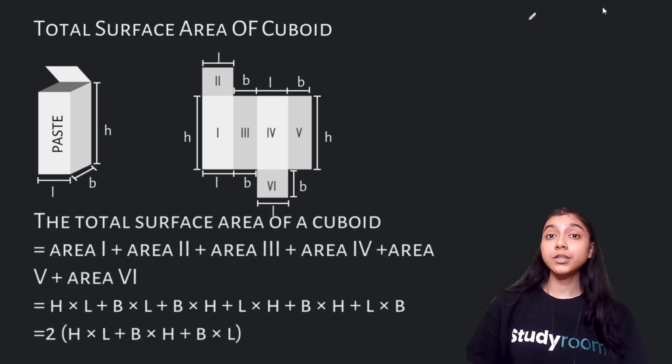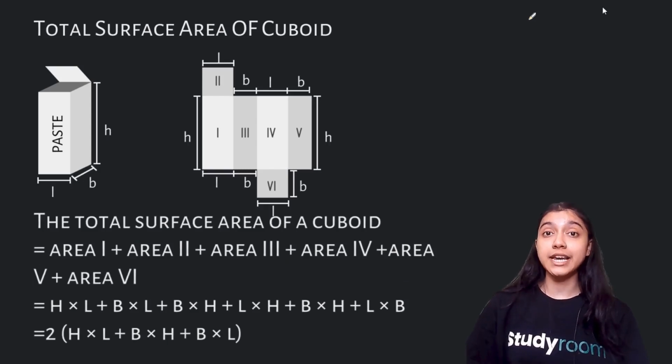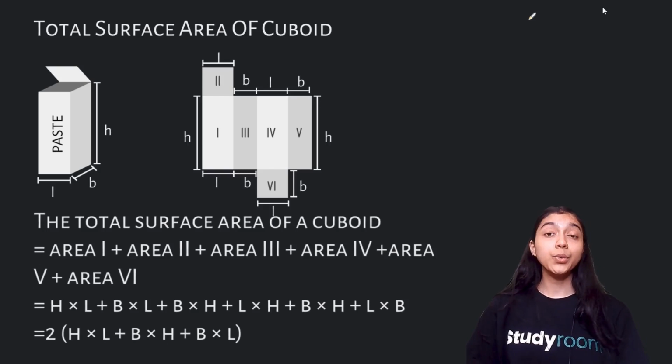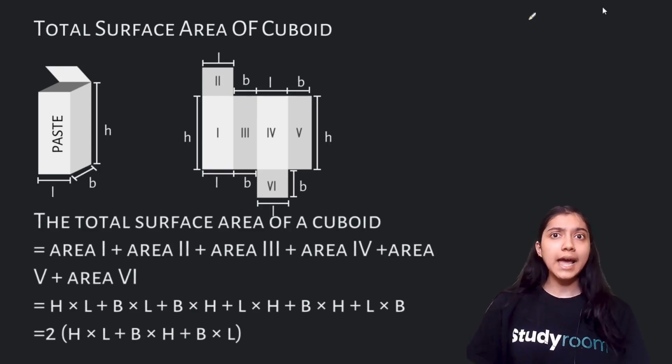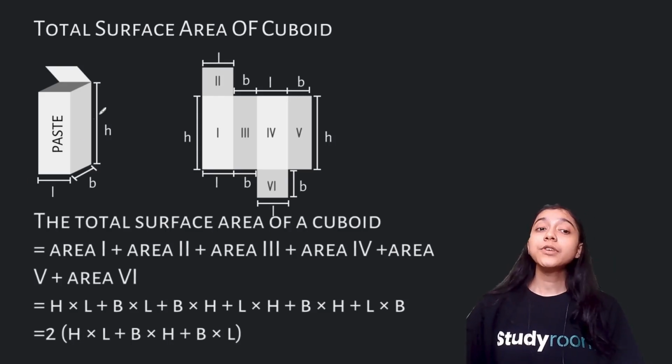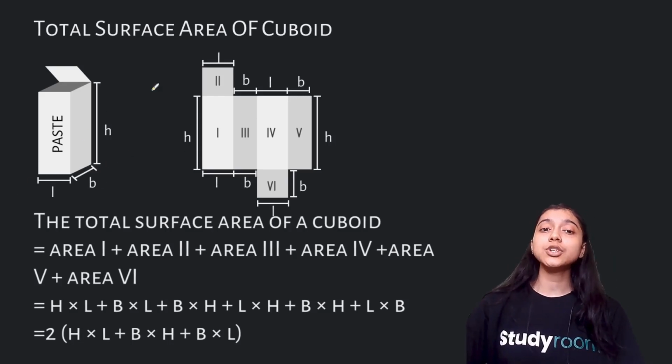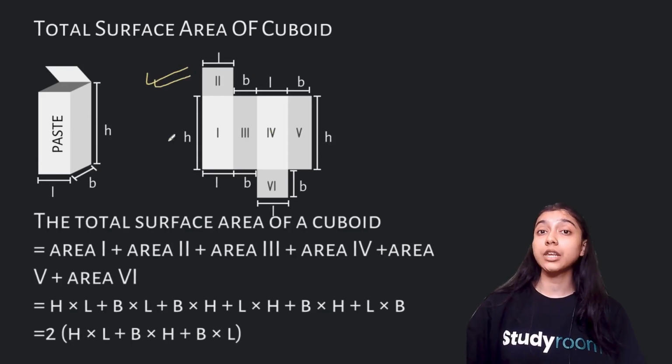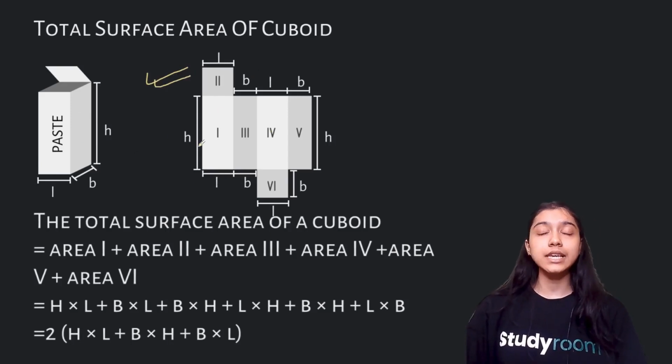Now we know that a cuboid is made up of 6 rectangular faces. So we have to calculate the area of each of these rectangular faces, add them up, and then we'll get the total surface area of the cuboid. So, let us try finding it out. If we open the cuboid, it will result in a structure like this, which has been given over here. That is, we'll have 6 total regions, that is the 6 faces.